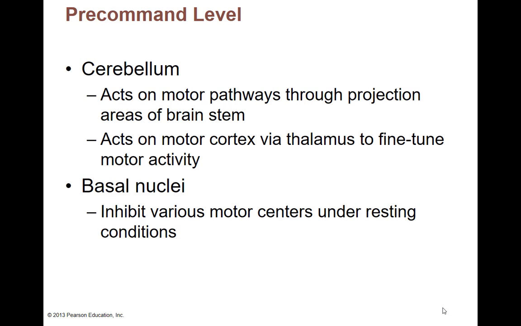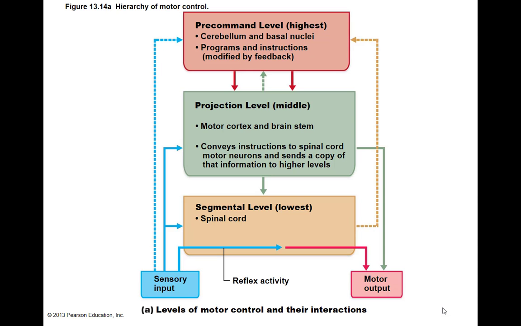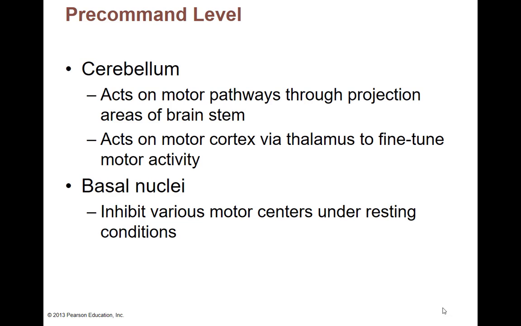I've got a picture here, and at the top is the pre-command level. It is the highest level for thought process and thinking about what we should do about all of it. It includes the cerebellum and the basal nuclei. This is all information we think about, what we're going to do about it, and it sends information to various motor pathways.